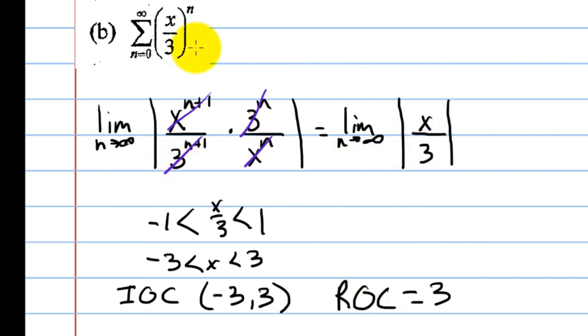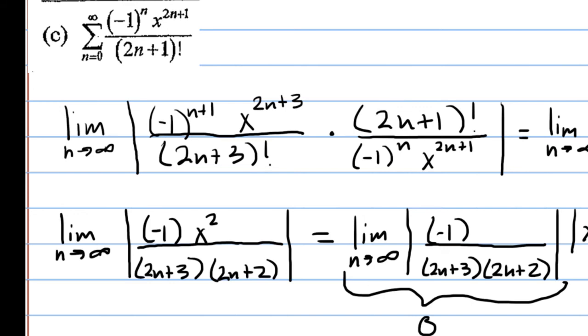Now this series will converge as long as the absolute value of x over 3 is less than 1. So we use absolute value, so we have negative 1 less than x over 3 less than 1. Multiply everything by 3. And the interval of convergence is negative 3 to 3, and the radius of convergence in this particular case is 3.